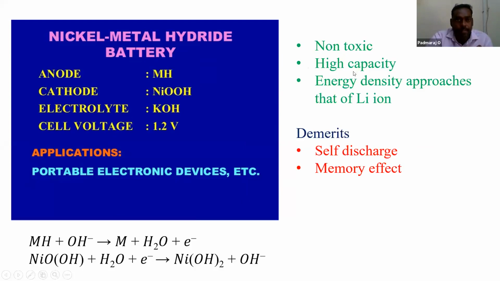So what are the merits and demerits of the nickel metal hydride battery? Non-toxic, high capacity, and energy density approaching that of the lithium battery. Understood? Then demerits, self-discharge and memory effect will be there. But even so, the capacity is nearly equal to the lithium battery.